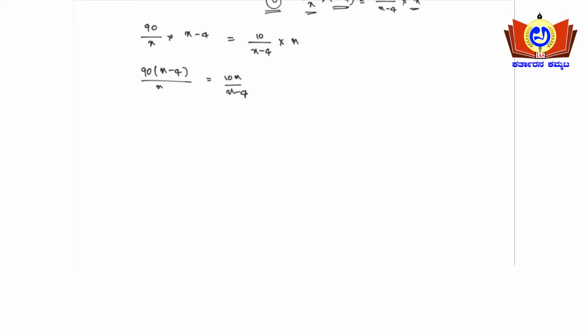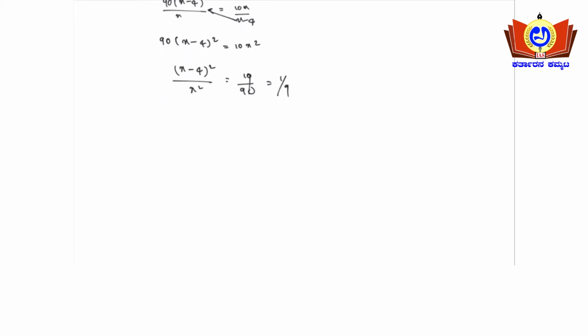Here x minus 4 will go to this side. 90 into x minus 4 whole square will be 10x square. So we write x minus 4 whole square here and take x square down here. 10 divided by 90 will be equal to 1 by 9. So this can be written as x minus 4 upon x whole square equals 1 by 9. 9 is 3 square, right? So x minus 4 upon x whole square will be 1 by 3 whole square.